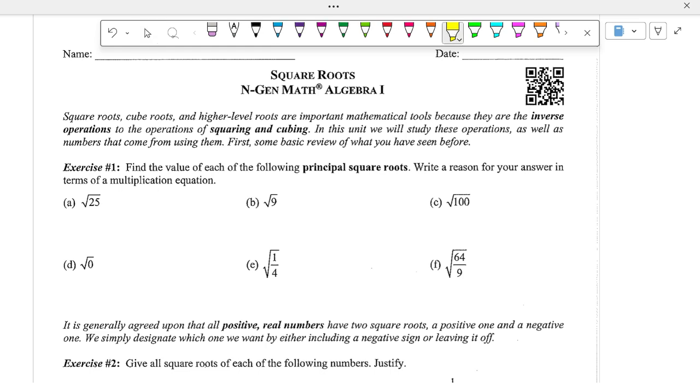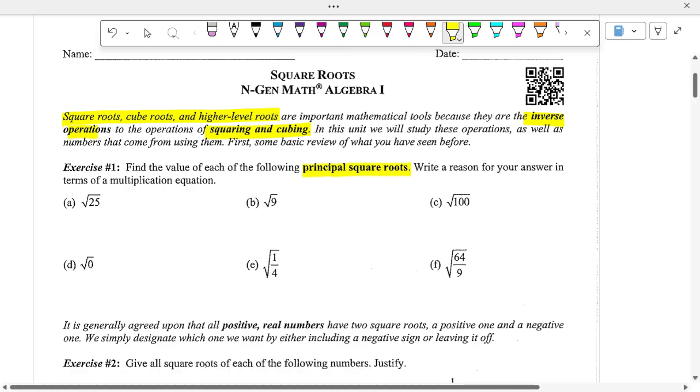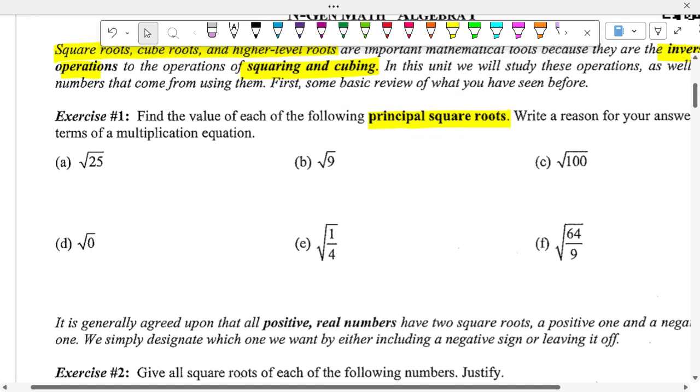So square roots, cube roots, and higher level roots are important because they're the inverse operations of squaring and cubing. Specifically, we deal mostly with square roots. Now, let's look at some very basics. So these are all perfect squares.